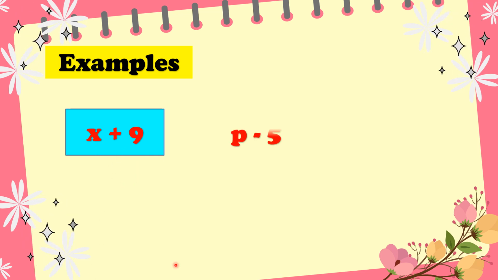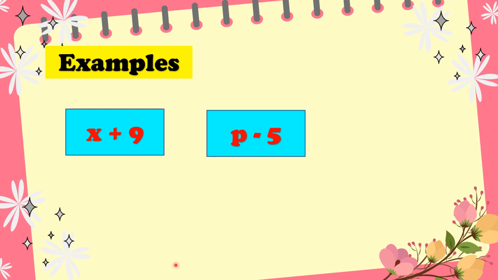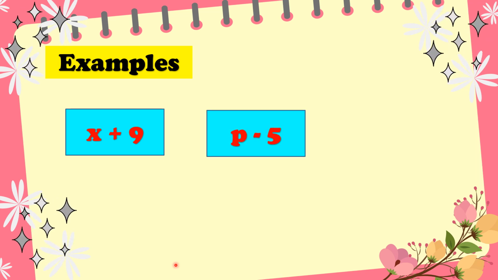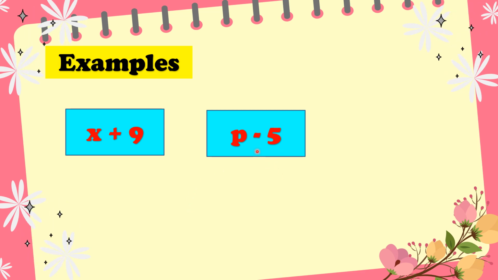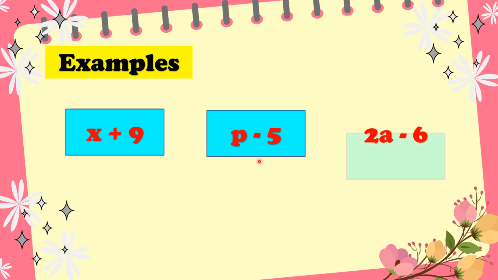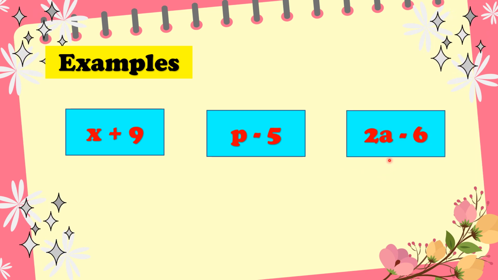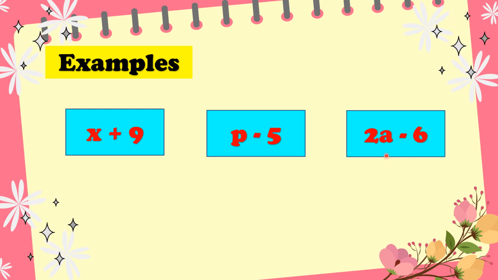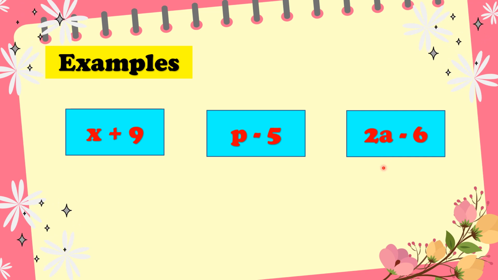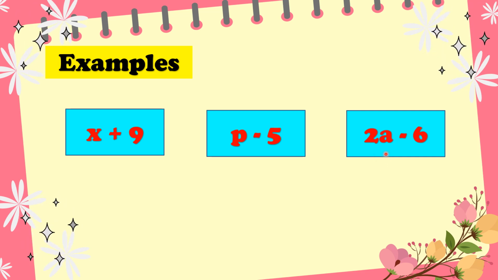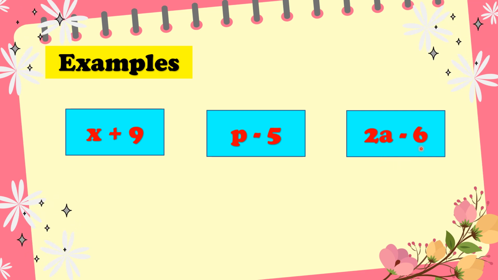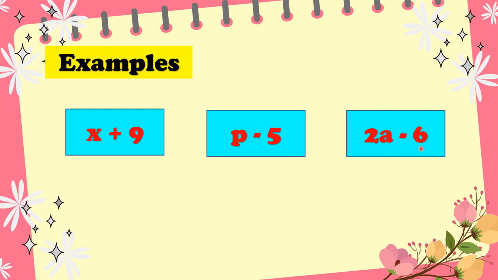The next example is p minus 5. Same with the first example, this is a combination of a variable and a constant by subtraction. The next is 2a minus 6. A combination of a constant and a variable together, we call them coefficients. And this is the constant, negative 6.